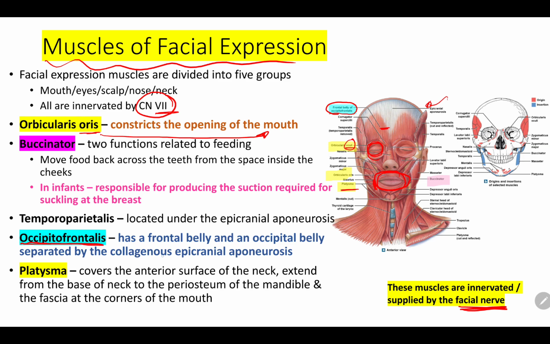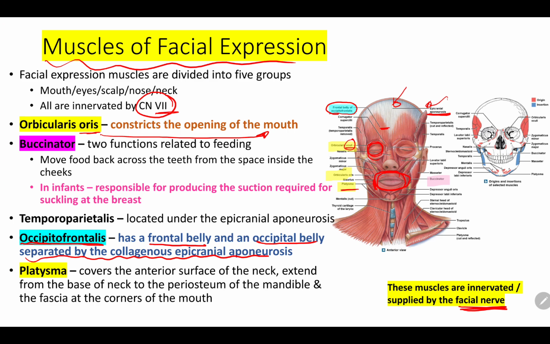Now, again, remember this, it's going to have a frontal belly and an occipital belly that's going to be separated by the collagenous epicranial aponeurosis. And that aponeurosis kind of looks like a tendon, right? But you got to think about it. A tendon is a cord-like sheet of connective tissue, whereas an aponeurosis is a flat sheet of connective tissue, right?